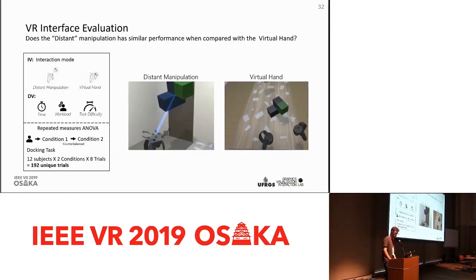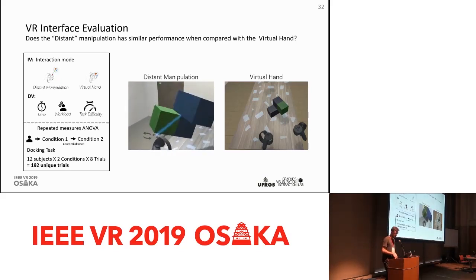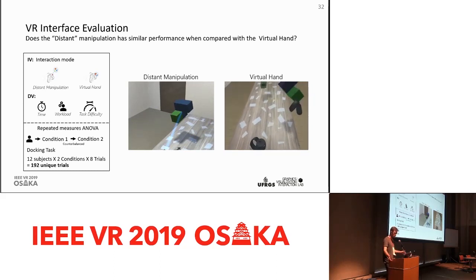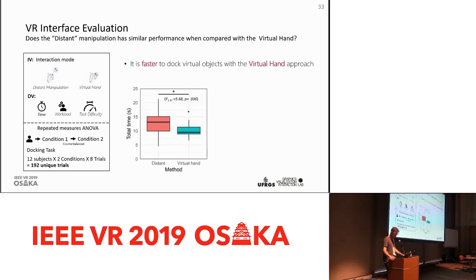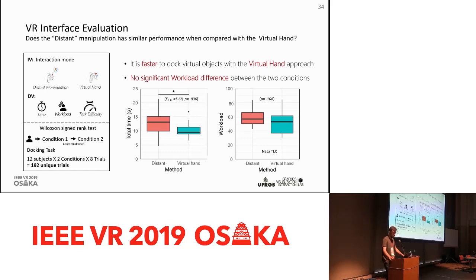We performed an evaluation comparing this distant approach with the virtual hand approach in a single user scenario to compare the performance and workload of both techniques, since the virtual hand is the benchmark but has limitations for simultaneous manipulations. It was faster to dock the virtual objects with the virtual hand approach, as in this graph. On the other hand, there was no significant difference in workload. It was not expected, since the virtual hand is always easier to interact with. But for precision, both techniques were equivalent in workload.